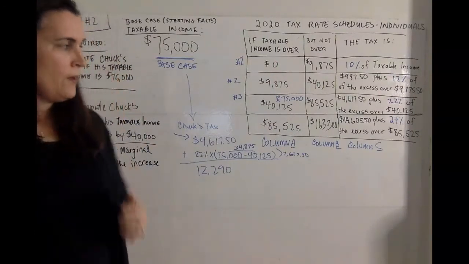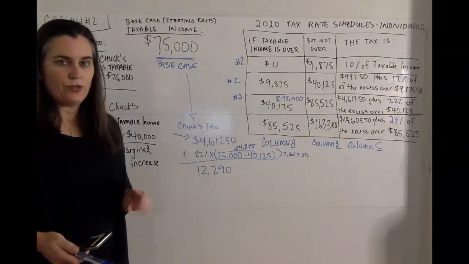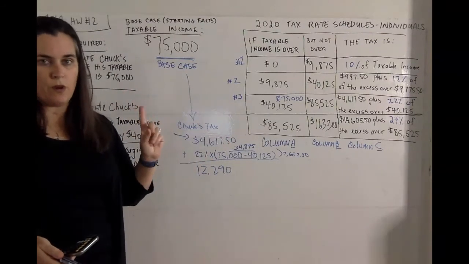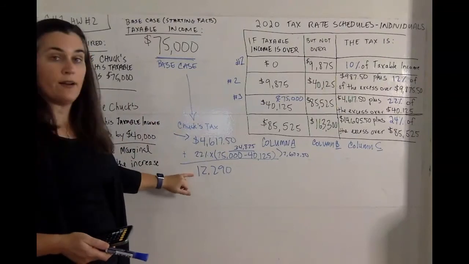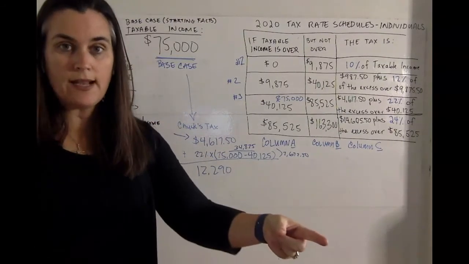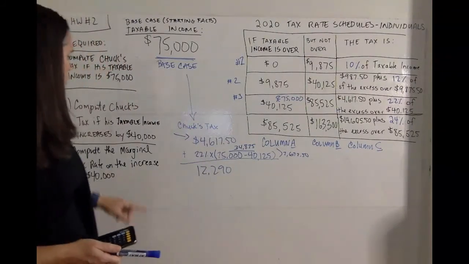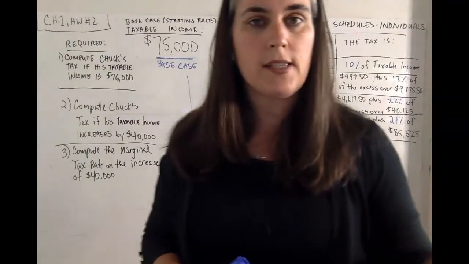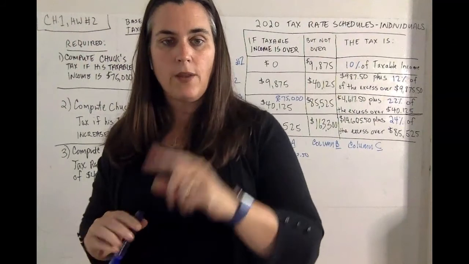If you can get to this number with that schedule, then you're already more than halfway there for problem number 2 in the homework, okay? So make sure that you can get to here. We're going to take this into Excel in a little bit. I'll show you that video separately. We're also going to get to part A, which is asking us to consider what happens when Chuck's taxable income is increased by $40,000. That'll be in a separate video.